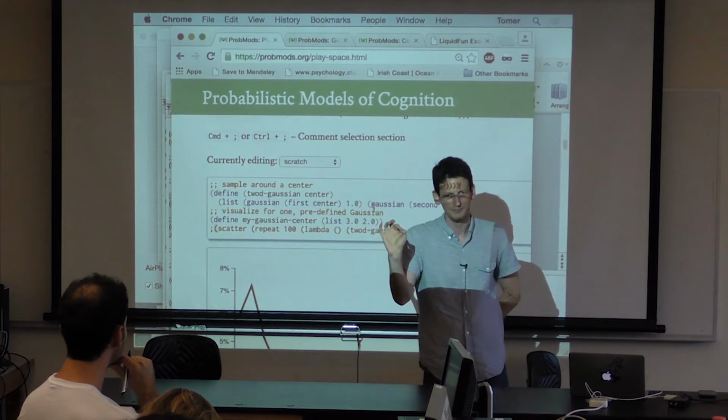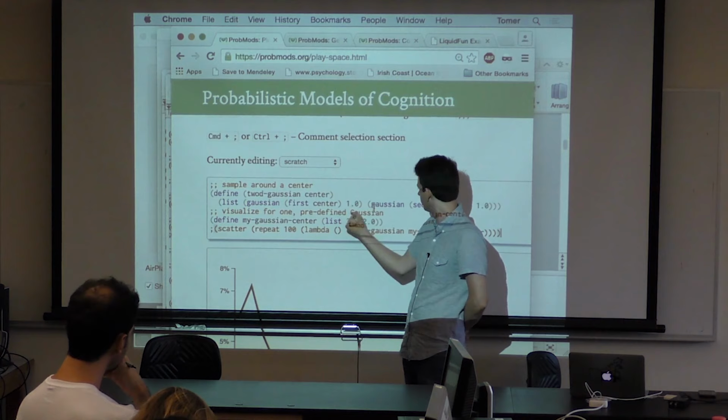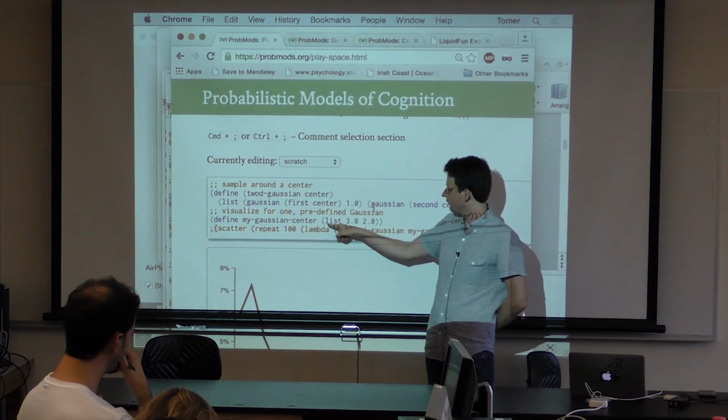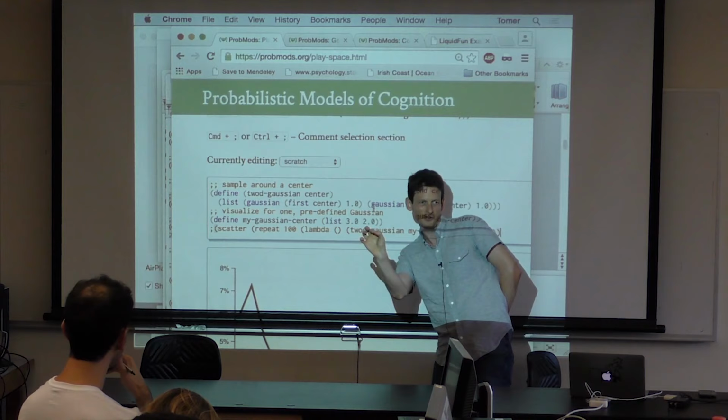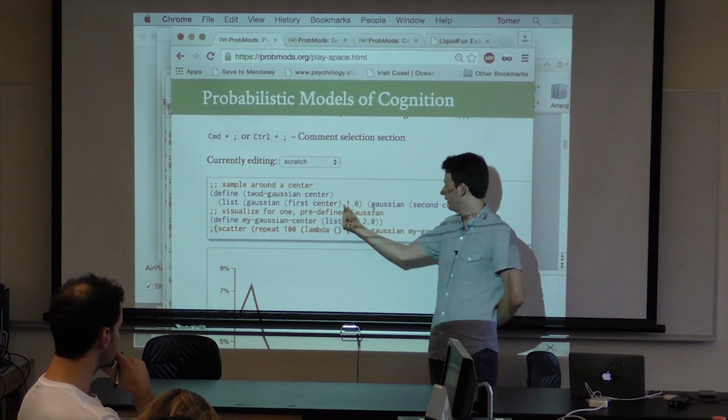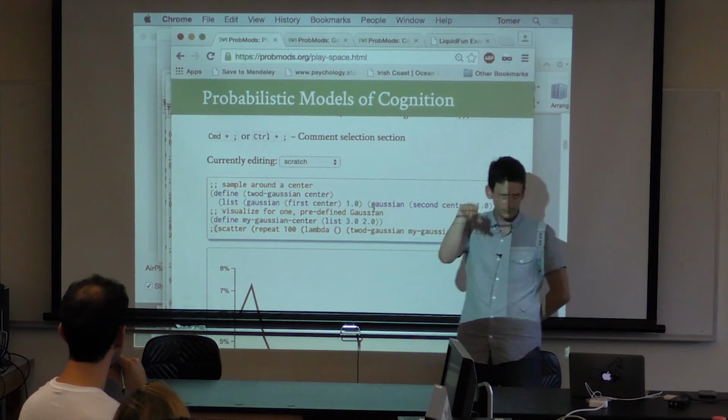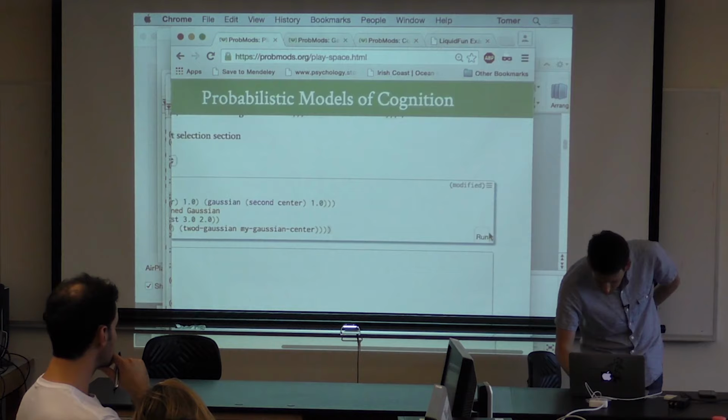The way I do it is I take a one-dimensional Gaussian around this point, and I take a one-dimensional Gaussian around the second point, and then I just draw it. So in this particular case, I'm going to define my Gaussian center as 3, 2. I'm going to take x equals 3, y equals 2, and I want to sample a Gaussian around 3, 2. So I'm going to sample a Gaussian around 3 and a Gaussian around 2, and I'm going to give you that back. And if I repeat this 1,000 times and I scatter it, I'll end up with a plot that looks a bit like this.